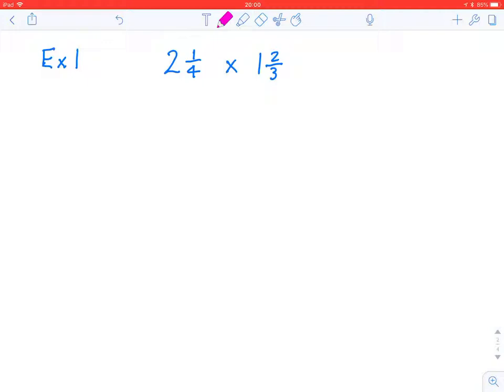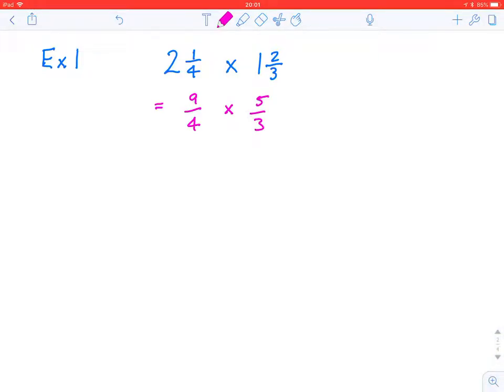The first thing we do is change these mixed numbers into improper fractions. Now 2 whole numbers gives me 8/4, 2 times 4. And there's one extra one there, so that's 9/4. Multiplied by 1 whole number gives me 3/3, and there's an extra 2 there, so that's 5/3.